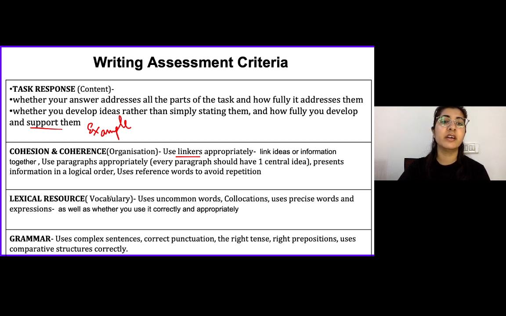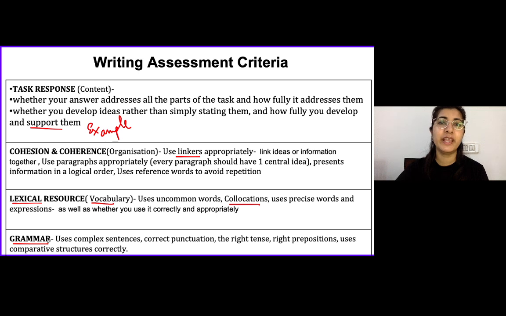The third criteria that we have is lexical resource. What a fancy term! And that's exactly what it is looking for, fancy terms, or you could say uncommon vocabulary. Along with that, remember, it's a formal essay, so your vocabulary should be fairly formal and your collocations should be apt.